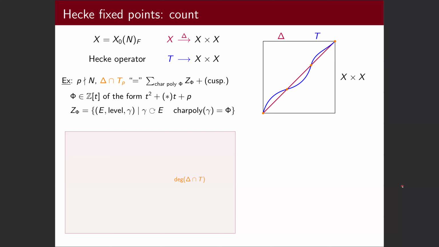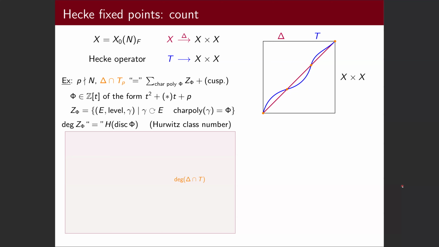Okay, so by analyzing these CM cycles, we can count the degree. And so roughly speaking, these cycles have degree given by Hurwitz class numbers. So this is not literally true because one still has to take into account the level, but okay, for example, in level 1, we can count them in this way.